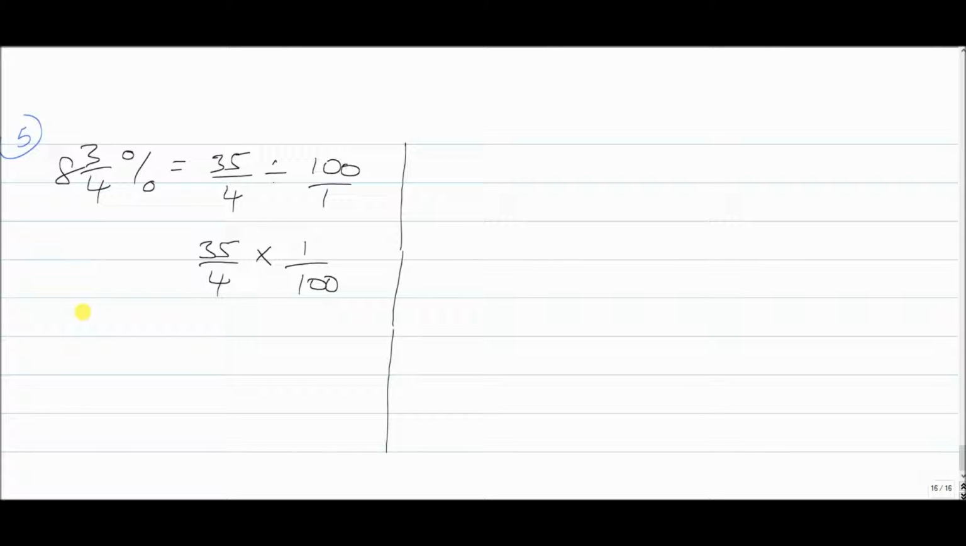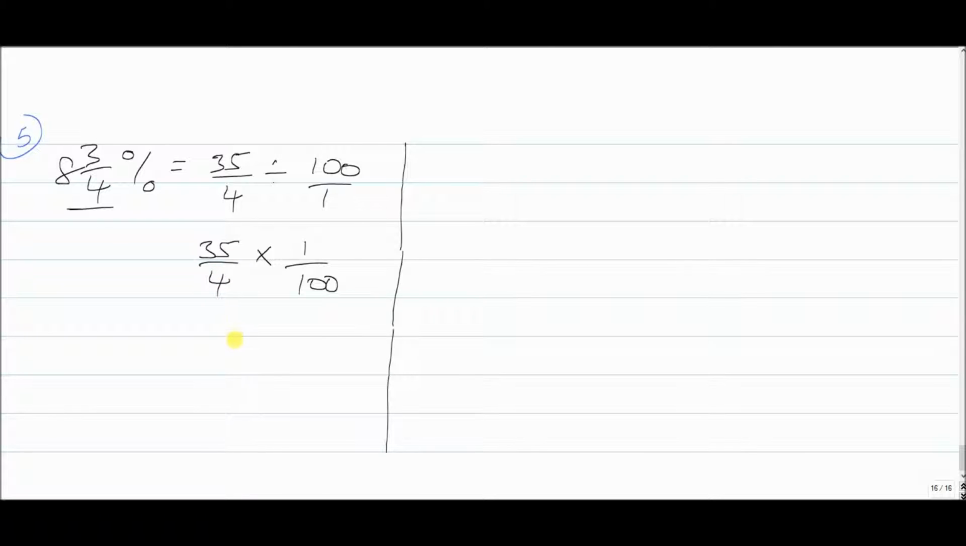Looking at number 5 again using the other approach. Of course, we have our 8 and 3/4%, which when we change our mixed number to an improper fraction, we get 35/4. And the rule says we'll remove this sign and then we'll divide by 100. In order to divide by 100, we will place our 100/1 to make it a fraction. And based on our rules of division for fractions, we'll find the multiplicative inverse.